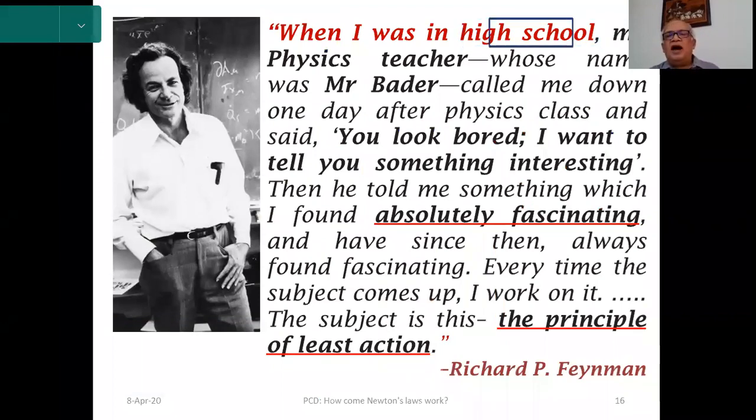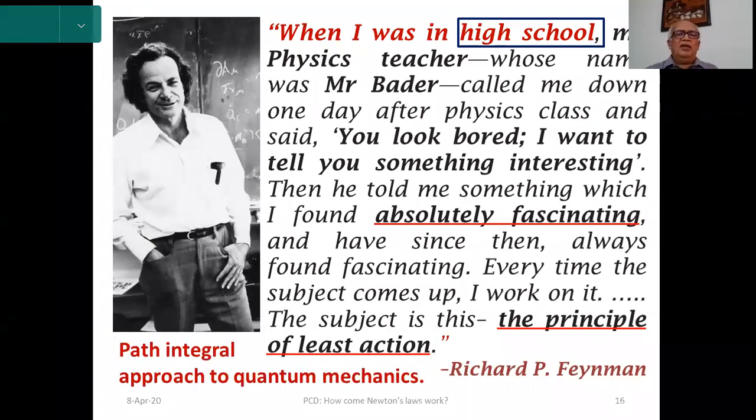So, the introduction to the path integral approach: let us see how Feynman himself was led to that. And this happened when he was in high school. This is really very interesting, because that is how soon these brilliant people start making important contributions and consider challenging questions. His high school teacher, Mr. Bader, looked at Feynman and said, okay, you look bored, so let me tell you something that is interesting. And what Mr. Bader introduced to this high school kid was the principle of least action, which we just went through. So this is what eventually led to the path integral approach to quantum mechanics.